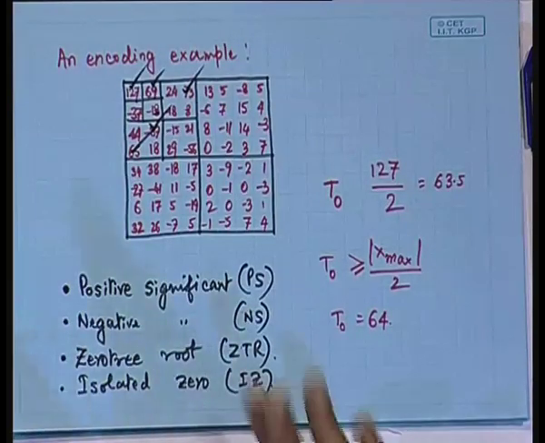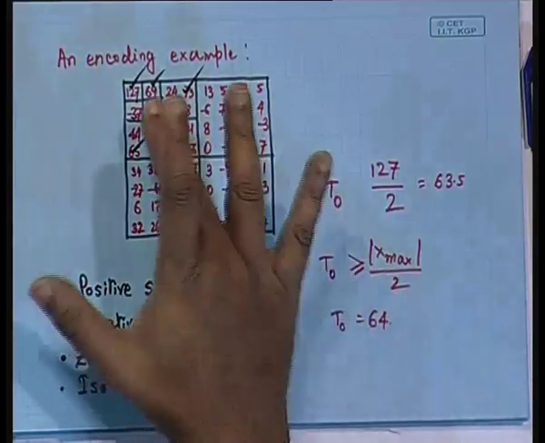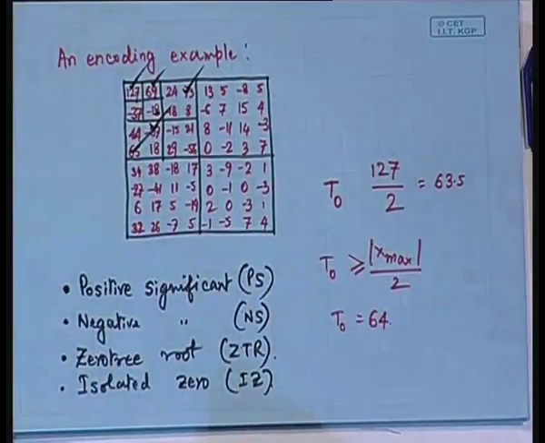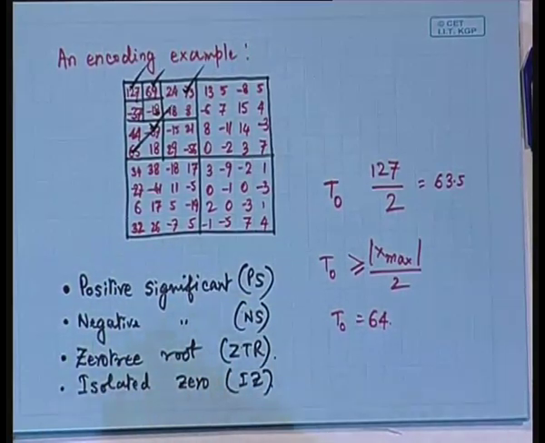In fact, I did not complete this example, but you can definitely go through yourself. Take an example array like this, and then you can find out how every coefficient is going to be treated like this.